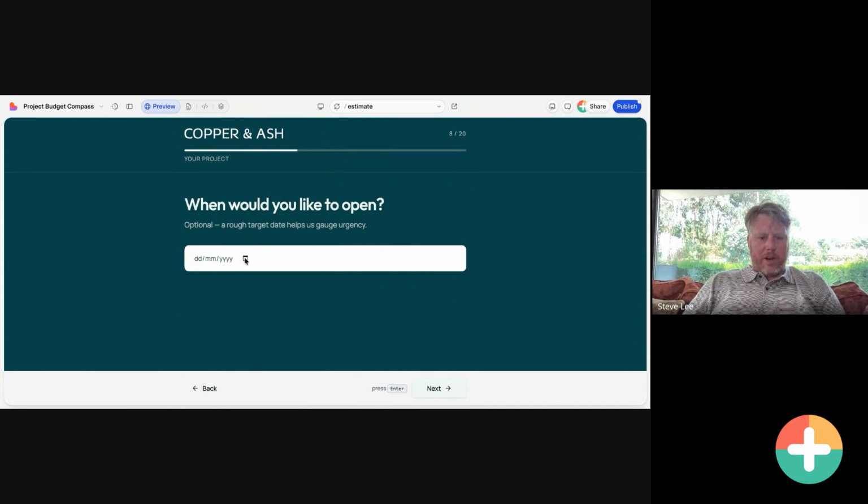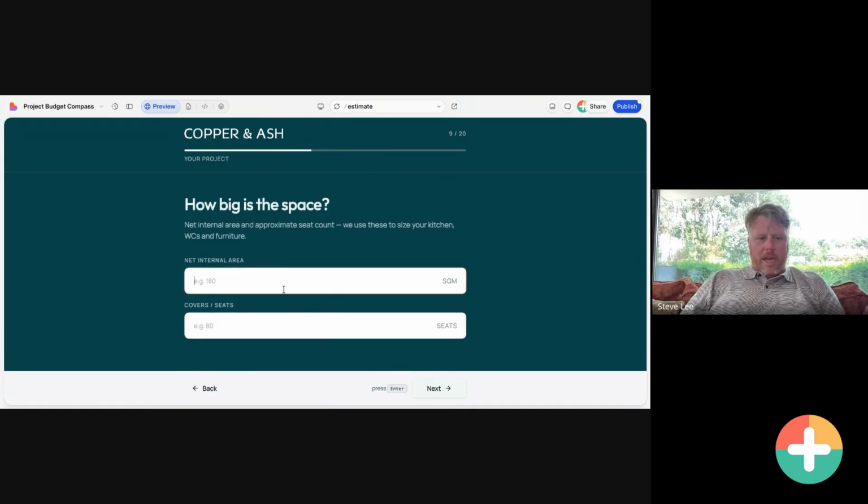And then it's asking me for an opening date. So I'm going to go for an ambitious opening date of the 30th of October. And then it's asking me for the space. What the AI does really well, and this is something that Kaylee and I are working on, is that depending on the type of restaurant, we can probably extrapolate the number of seats from the number of square meters. So we probably don't need to ask both of these questions.